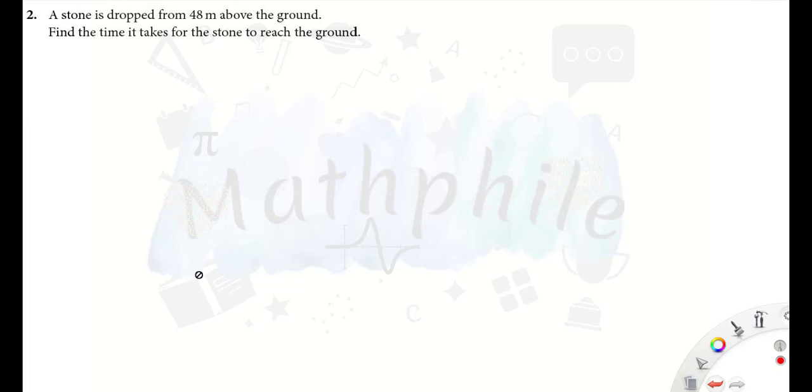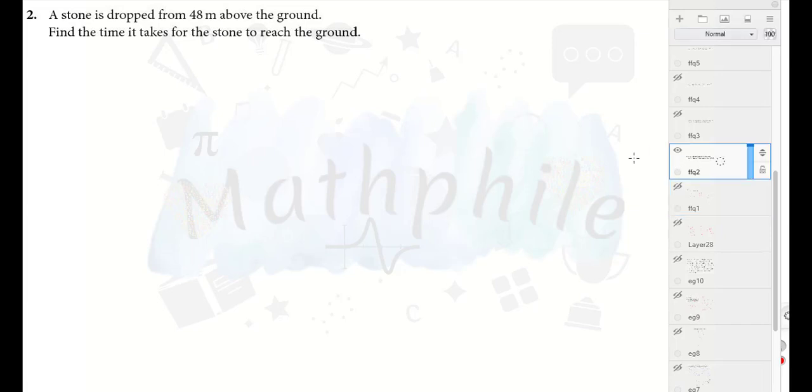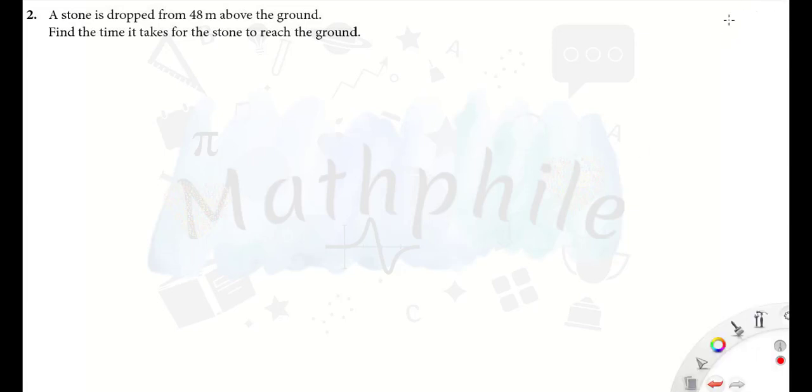A stone is dropped from 48 meters above the ground. Find the time it takes to hit the ground. This kind of question is actually a concept-building question. So if you grab the concept, we move on to the past questions.